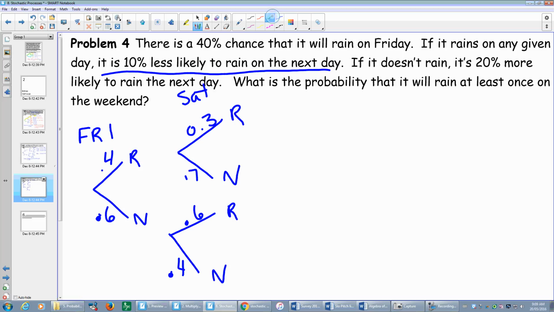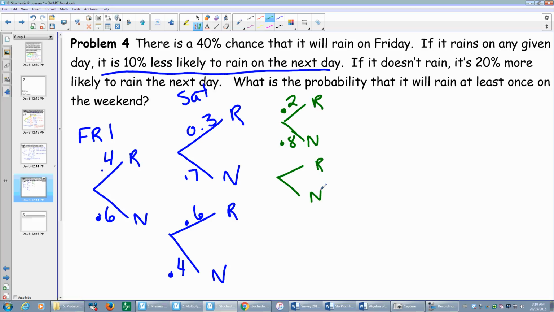Okay, Sunday. What is the probability that it will rain on Sunday if it rained on Saturday and on Friday? David, can you help me out? Not 0.5. If it rains, it's 10% less likely to rain the next day. 0.2. Which means the probability that it won't rain is 0.8.